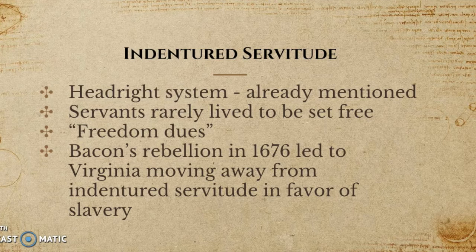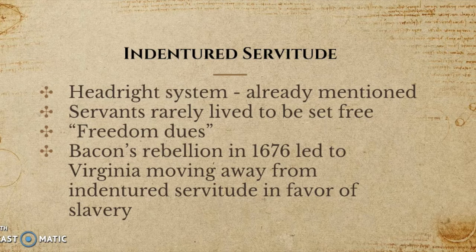The way that indentured servitude worked was that poor people would sign contracts in their home countries saying that in exchange for travel to the New World, they would work for someone for, say, 10 years. And after that, they were supposed to be paid what were called their freedom dues.